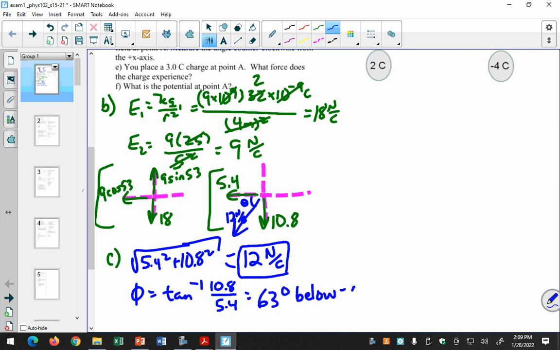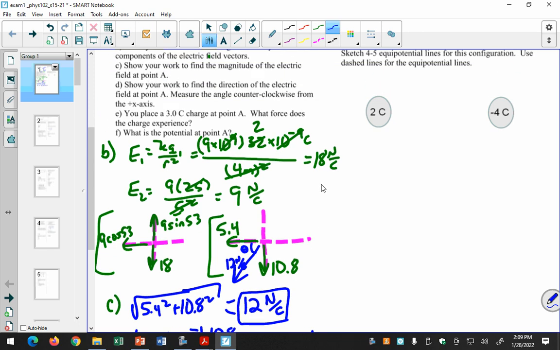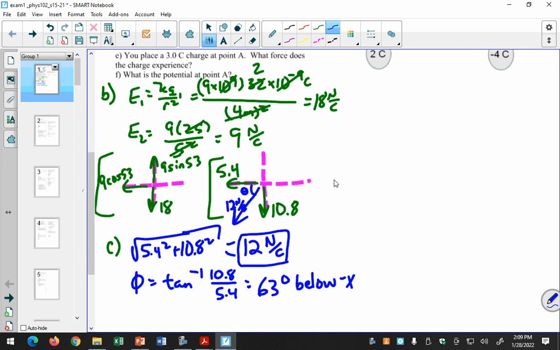I don't ask this, but I could ask it of you on the exam. All right. Oh, no, I do ask it. Here, what is the direction? Show your work to find the direction of the electric field at point A. Notice that I do say show your work. So if you just write that angle, I'm not going to give you credit for it. So I want to see this work that you've done to get it. That'll help you, by the way, if you make a mistake in your calculator, you're in the wrong mode, or you just get them flipped or whatever, then you'll still get credit even if the number's wrong.